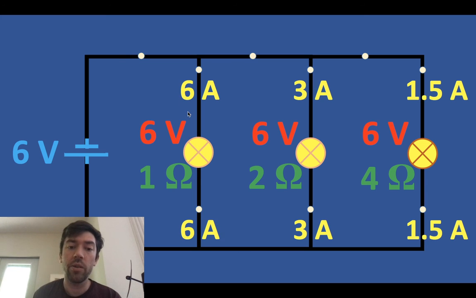And just make a note of the fact that the current is the same up here as it is down below the load. So going through the light bulb doesn't change the current.